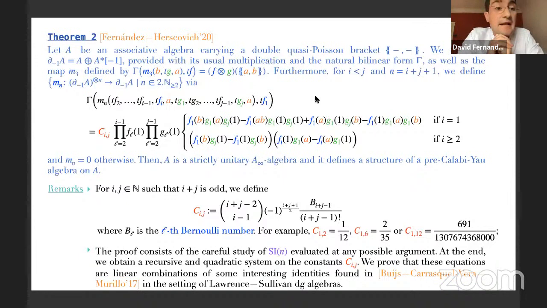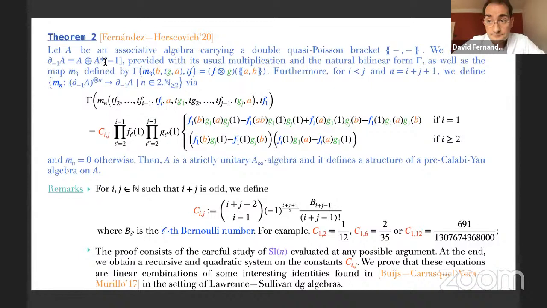Let A be an associative algebra carrying a double quasi-Poisson bracket. In particular, it satisfies this modified double Jacobi identity. Now we consider the shifted space A plus A* shifted by minus 1. That is, we shifted A*, provided with its usual multiplication and the natural bilinear form gamma as well.